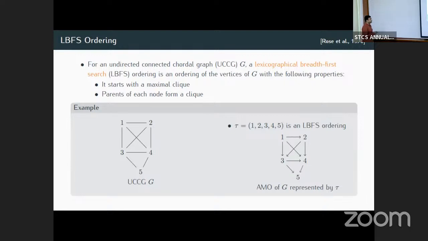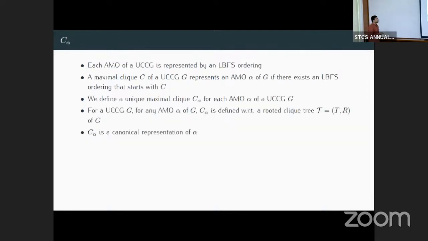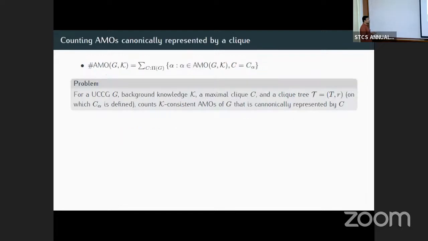So this is an example of an LBFS ordering, and this is the corresponding acyclic model orientation that is represented by it. Remember, there is 1, 2, so the direction of the edge is 1 to 2, similar for all the other edges. So what we did is map each acyclic model orientation of an undirected connected chordal graph to a unique maximal clique C alpha. We call this C alpha the canonical representation of alpha.